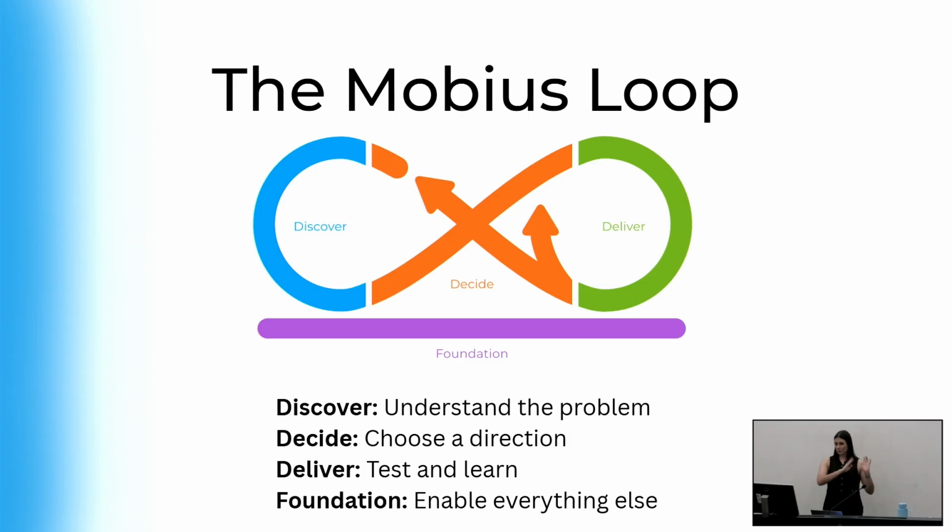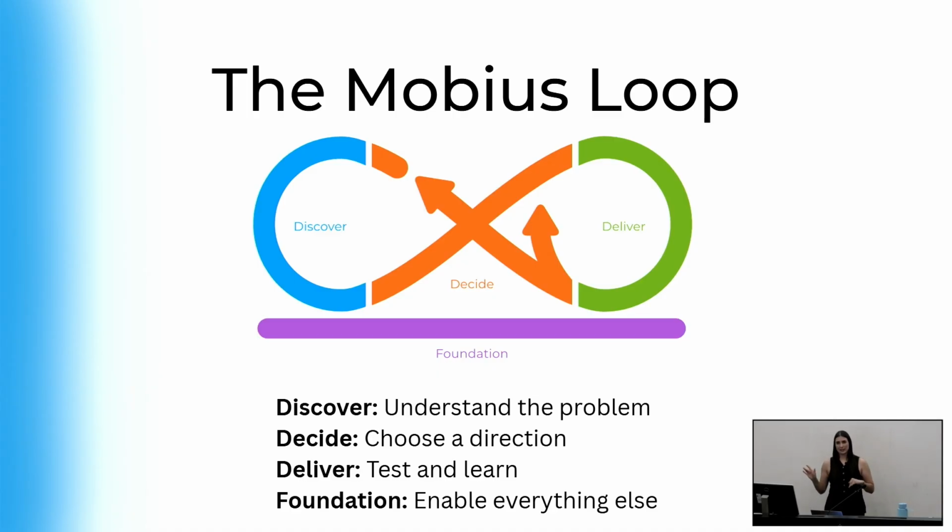So you have your discover. That's kind of where you're understanding the problem. You need to figure out if the problem that you're trying to solve is actually the problem, or is it something else? And then also what the solution for that might be, making sure you get the right solution for the right problem.